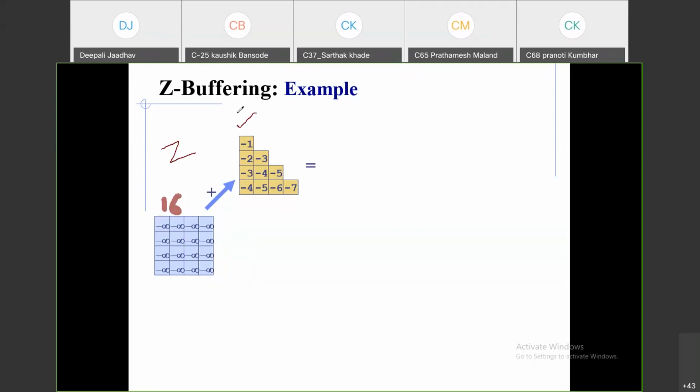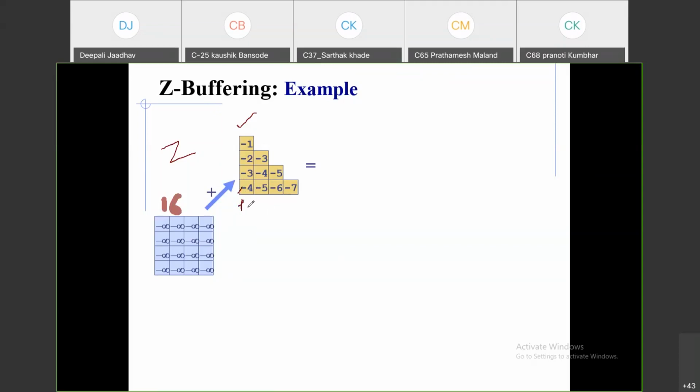Suppose this is the Z value of the particular polygon. So these are the only pixels in the polygon. Now start with this pixel, minus 4, against minus infinity. Which is greater? Minus 4 is greater. Correct? So in this case, it is our Pz.